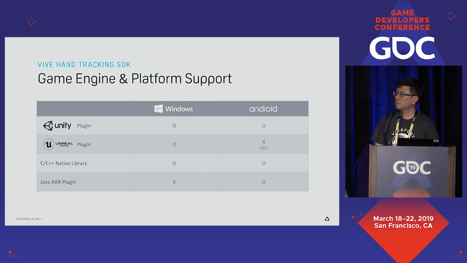The SDK packages support multiple platforms and game engines. The platforms we support are Windows for VIVE and the VIVE Pro series, and Android for VIVE Focus series. For Unity plugin, it supports all platforms. We also provide the sample code of demo project in the Unity plugin. For the Unreal plugin, we now support Windows system, and we plan to support Android in Q2 this year.